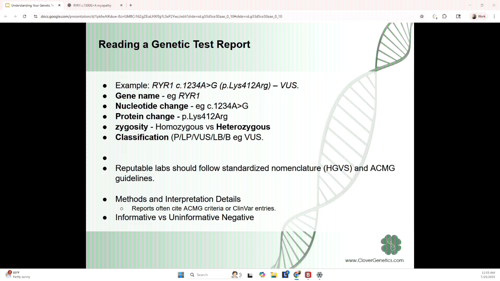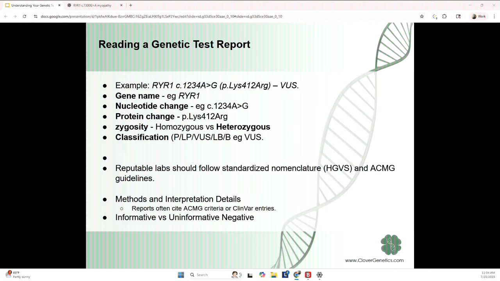You might see something like RYR1 c.1234 A to G, so the location there, and then heterozygous, classified as a VUS. So what this means is at DNA position c.1234, an adenine was changed to a guanine, which is the nucleotide change that results in a lysine to arginine amino acid change, which are, again, those building blocks of the protein. Heterozygous means one copy of the gene has this change, while the other is not affected, unless there's another line on the report stating a specific additional variant there.